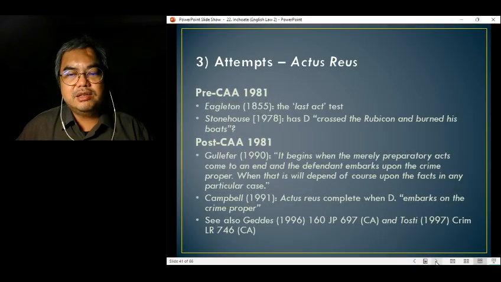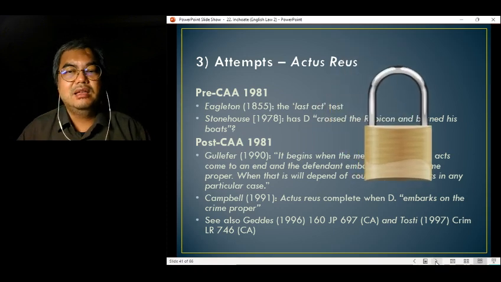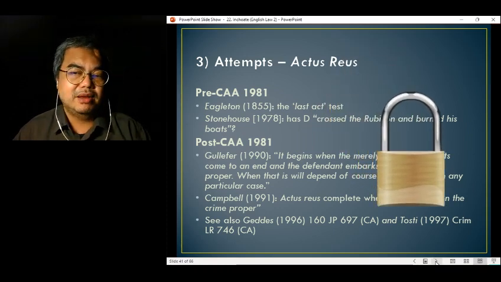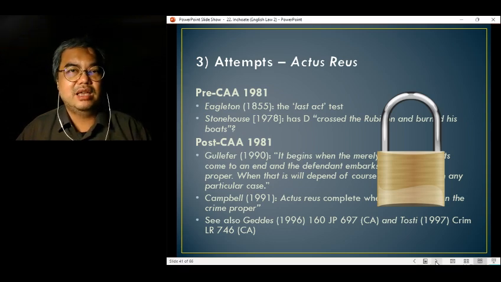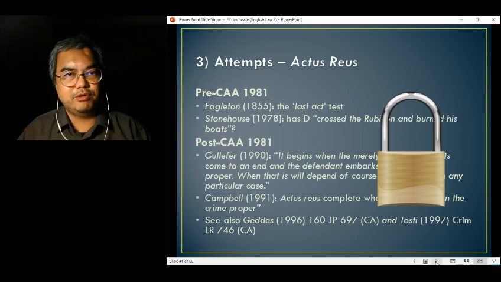But the case of Tosti was a bit controversial. In Tosti, he was trying to break into a barn, and the barn was locked, and he was examining the lock, right? That was when he was caught and charged with attempted burglary. And it was said that he was clearly past the preparatory stage. He was embarking on the crime proper.